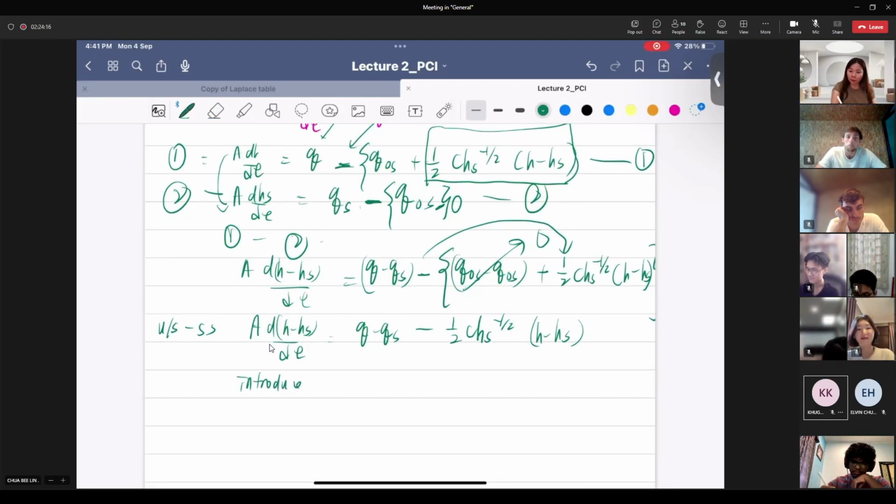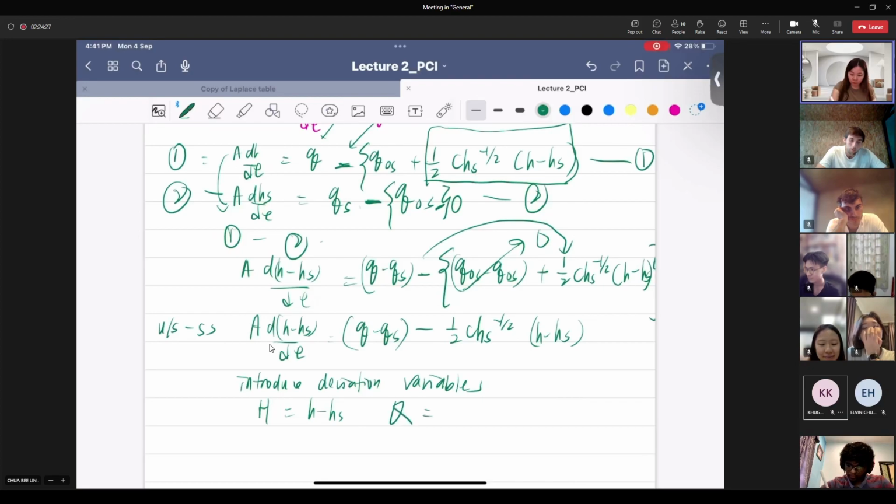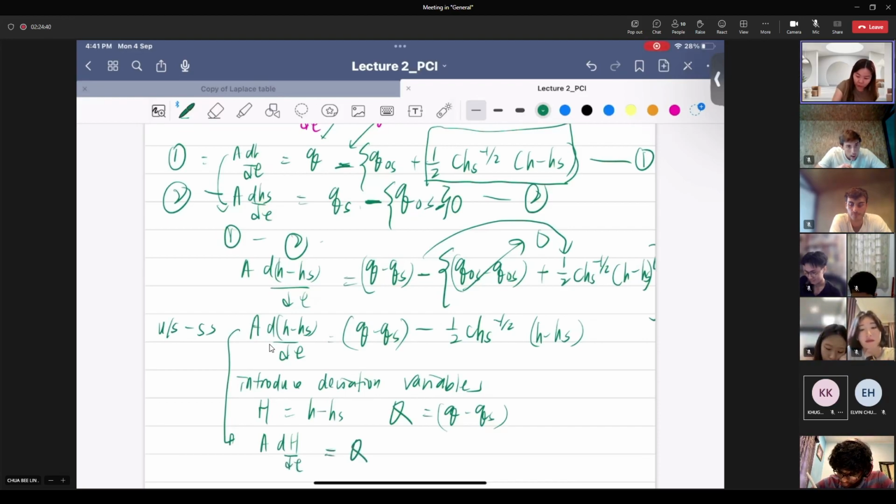Introduce deviation variables, where we have H minus HS, Q minus QS, then no more. So then this equation will be ADH over dt equals Q minus 1 over 2 CHS. This is steady state value, so don't touch.